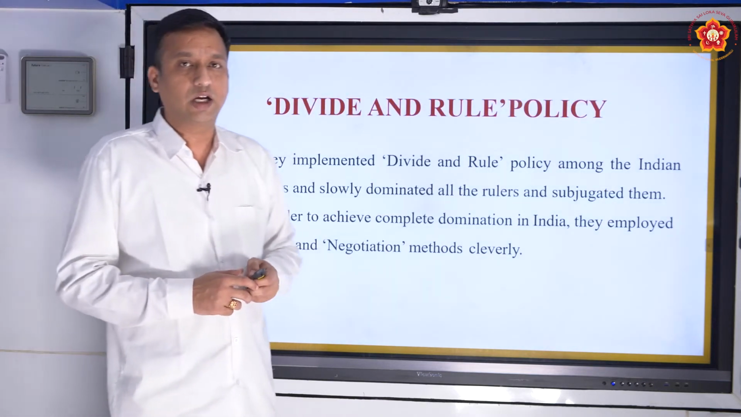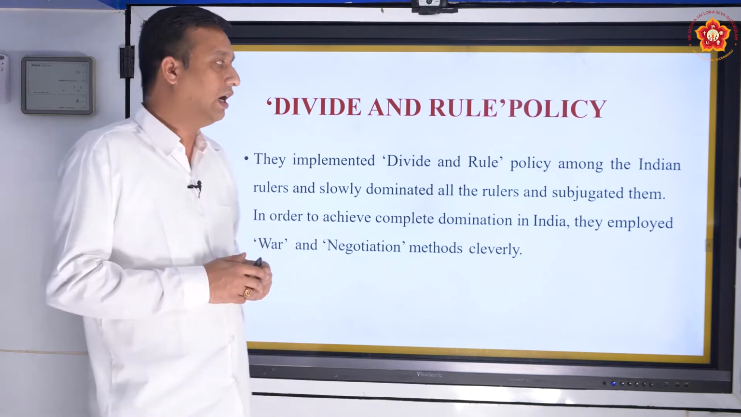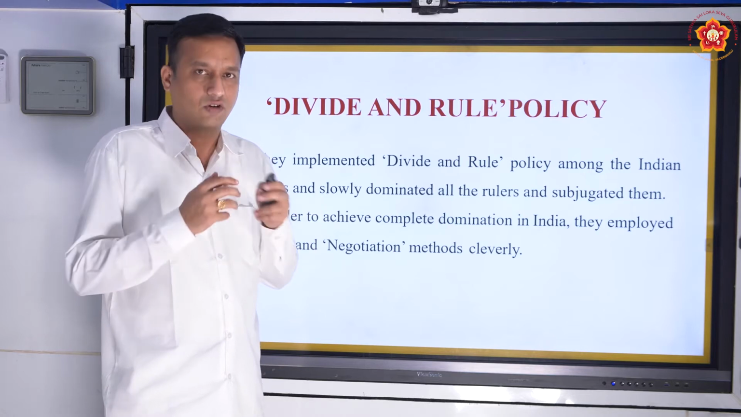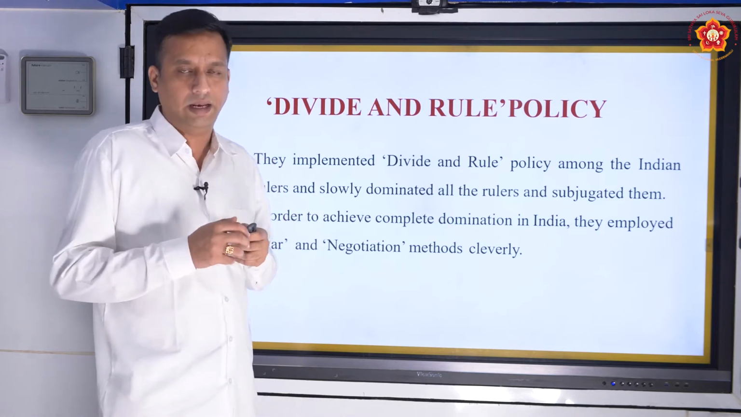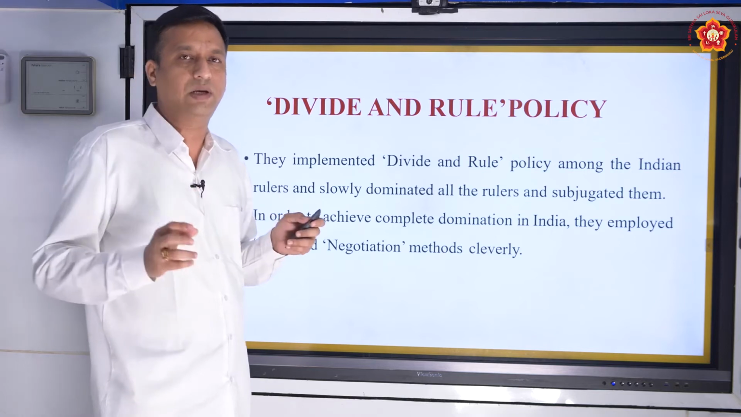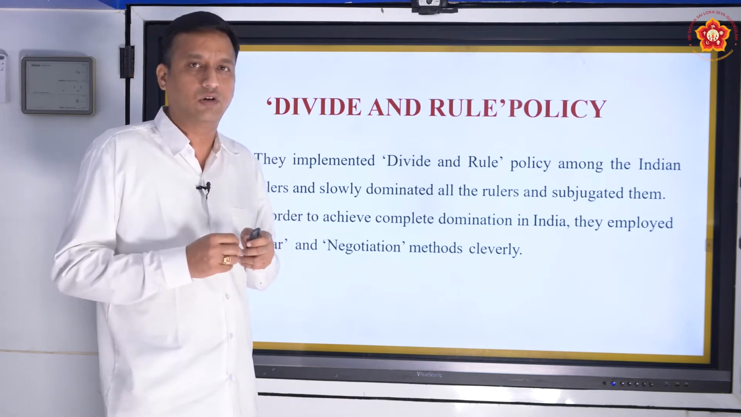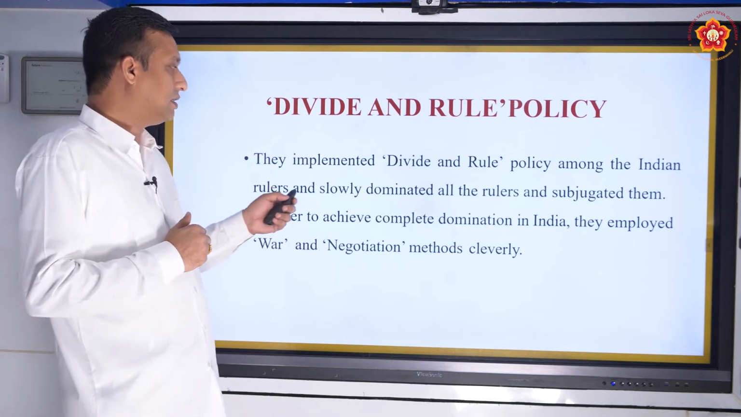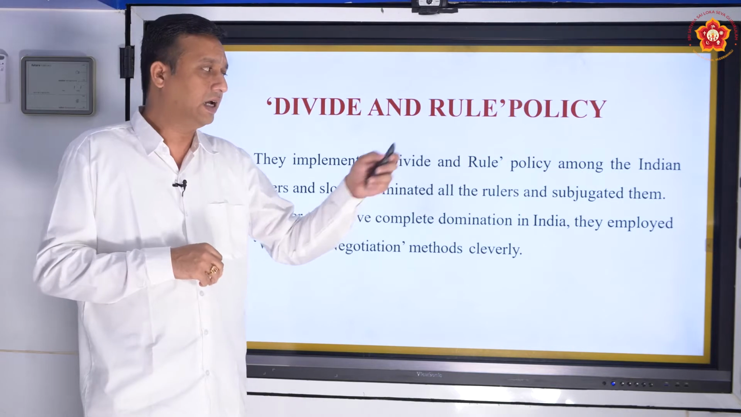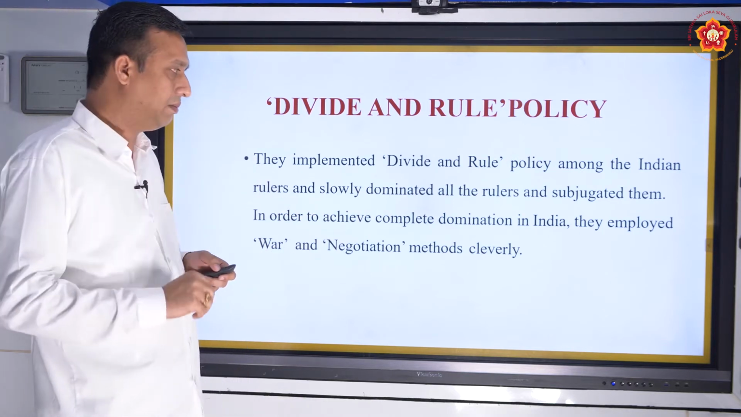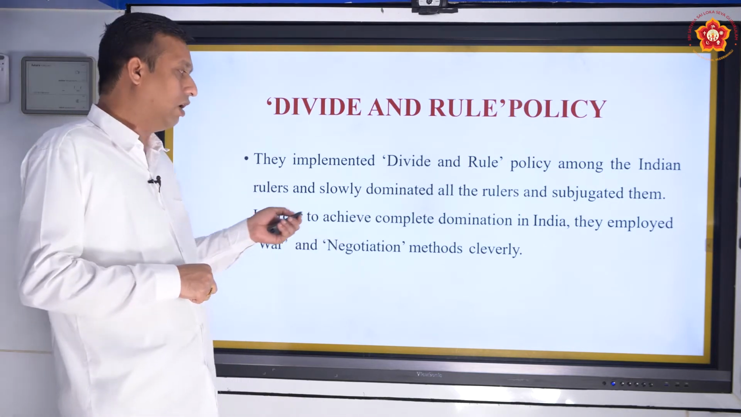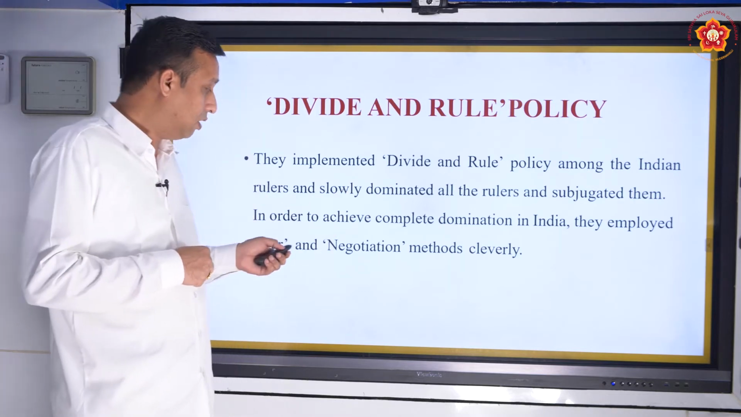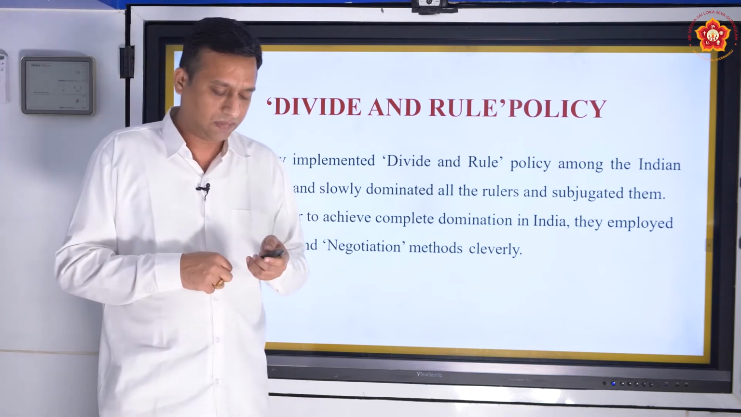Now the British started to use a policy called divide and rule. Because if these Indian rulers came together, it would be difficult for them to manage the country. So, sowing the seeds of suspicion and rivalry among the Indian rulers, they started this policy called divide and rule, and slowly dominated all the rulers and subjugated them, meaning defeated them and brought them under their control. In order to achieve complete domination, domination means control, in India they employed war and negotiation methods cleverly.